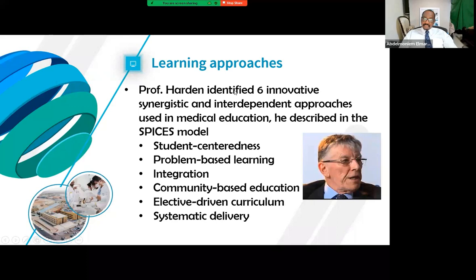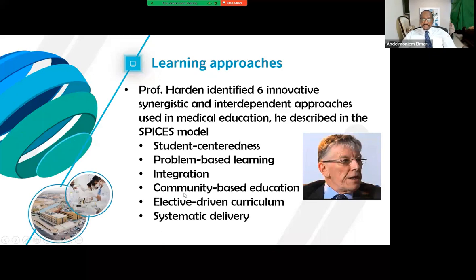Now, Professor Harden identified six innovative, synergistic and interdependent approaches used in medical education. And he described them in his SPICES model: student-centeredness, problem-based learning, integration, community-based education, elective-driven curriculum, and systematic delivery of content. So, these are the six. If you notice the beginning of these six words, SPICES. He called it the SPICES model of medical education, which is a strategy-based model, because there are design-based models, different models. We will discuss them, God willing, when we come to curriculum design and review.